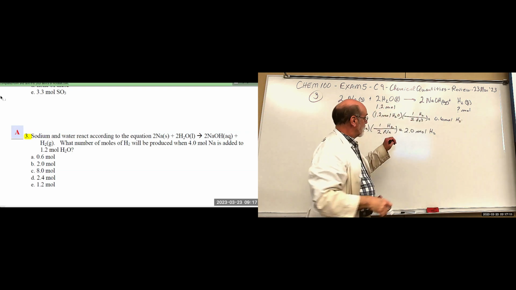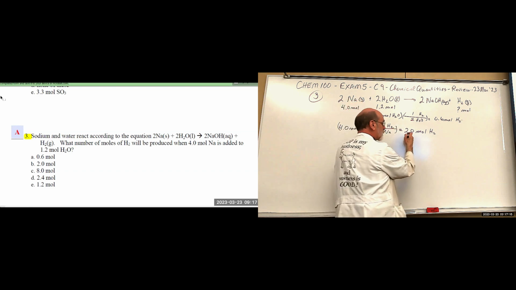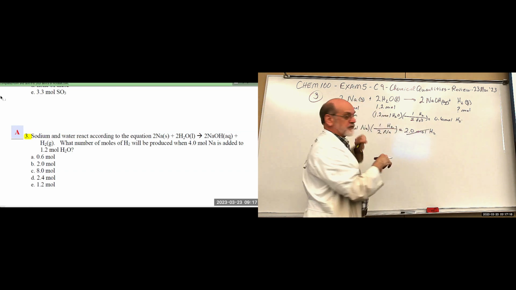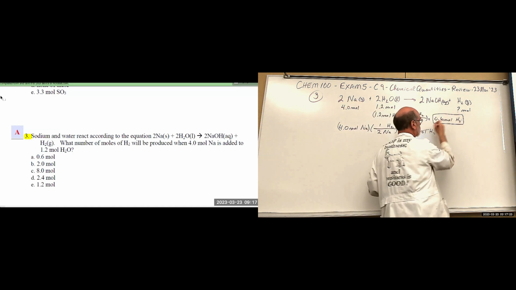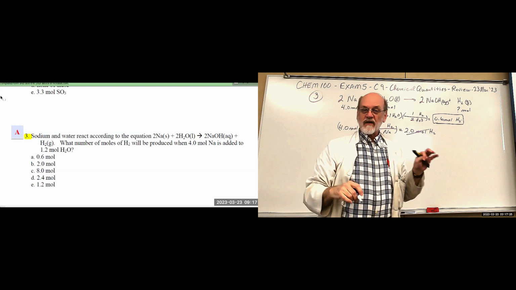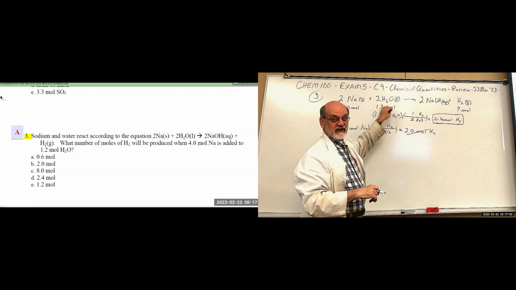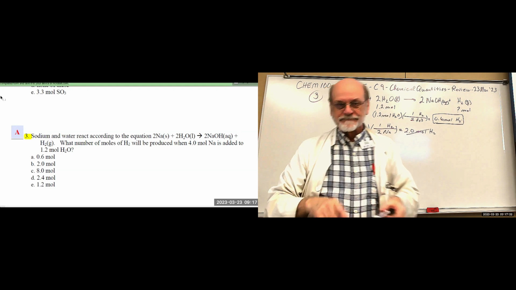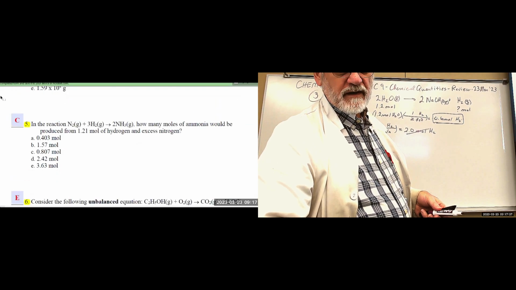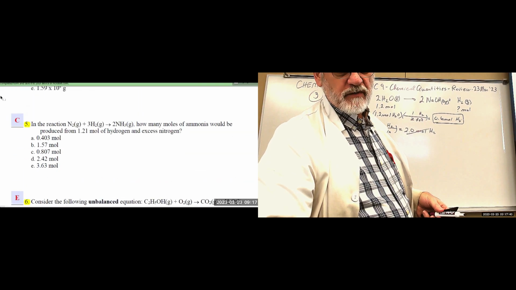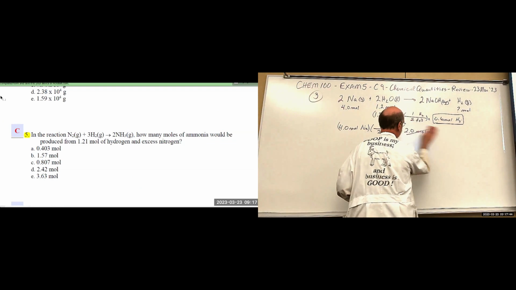Right? Obviously, water is limiting. And we're not going to produce that much because sodium is in excess. So this answers our question. 0.6 moles of hydrogen will be produced from that reaction, and the quantity is given. Let's see, can we get both of those? No, we're going to have to do 5 is next.